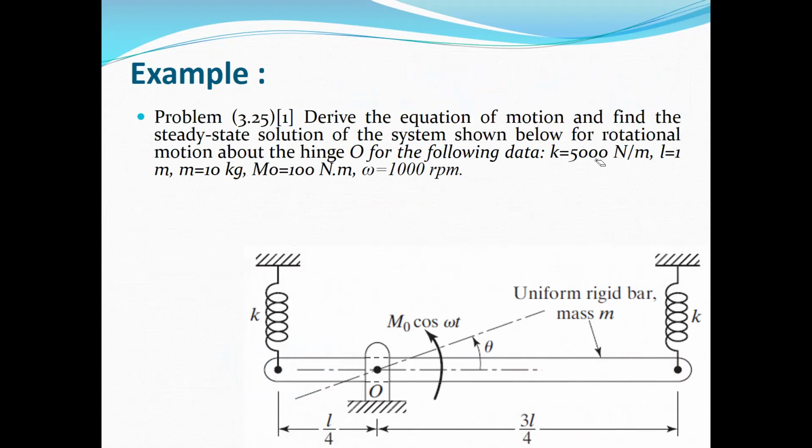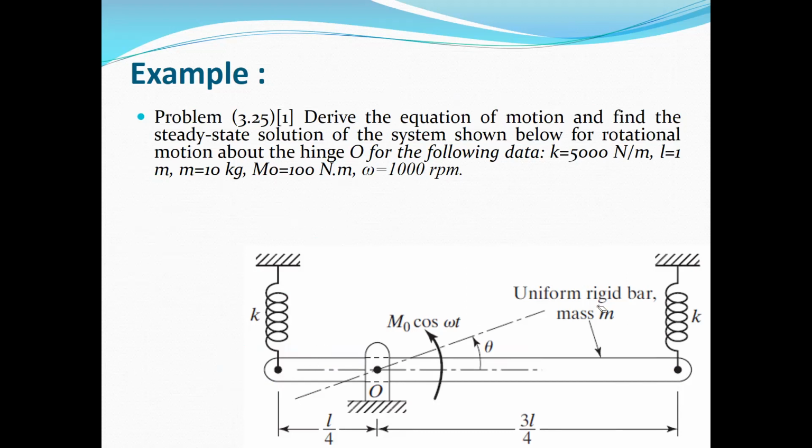Most of the time in the exam problems, students make these mistakes, and when they want to obtain the natural frequency for this system, they consider that the stiffness is 5,000. Sometimes they consider we have two springs, so it will be 10,000, or sometimes they only consider K equal to 5,000 and M equal to 10, so the natural frequency is the square root of 5,000 divided by 10. And this is completely wrong, because it's not a simple spring mass system.